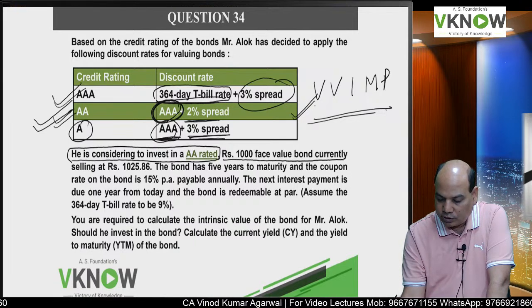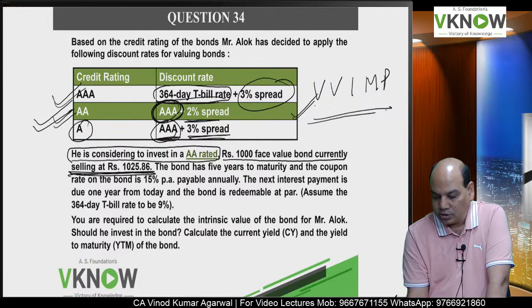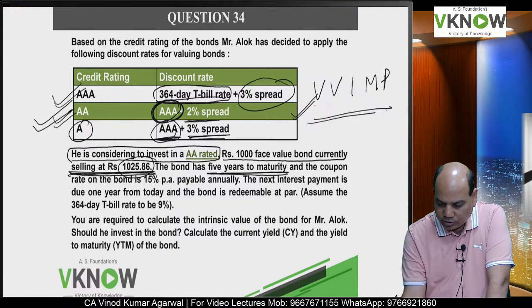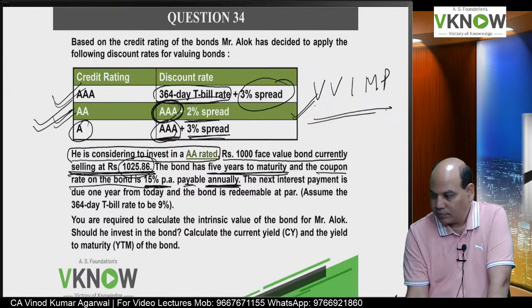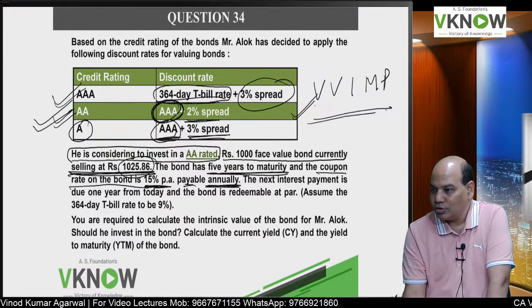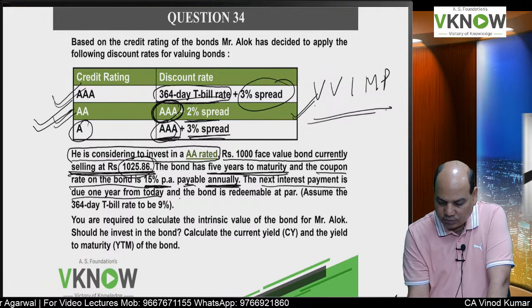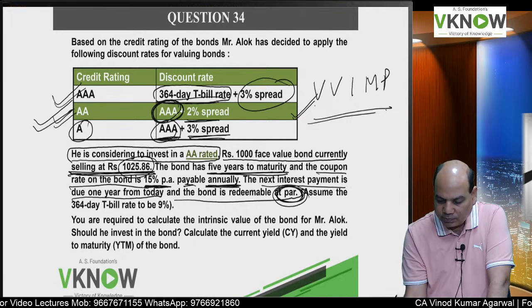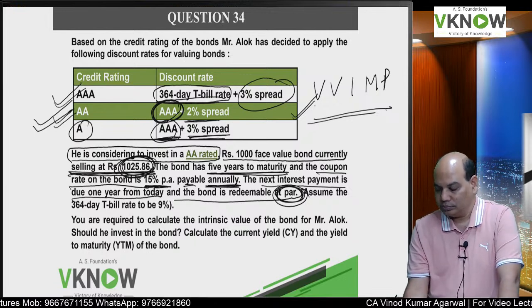A rupees 1000 face value bond is currently selling at rupees 1025.86. This is the current market price. The bond has 5 years to maturity and the coupon rate on the bond is 15% per annum payable annually. In your exam they can change it to semi-annually. The next interest payment is due 1 year from today and the bond is redeemable at par. So redeemable at par, but it is trading at a premium. So it's a premium bond.